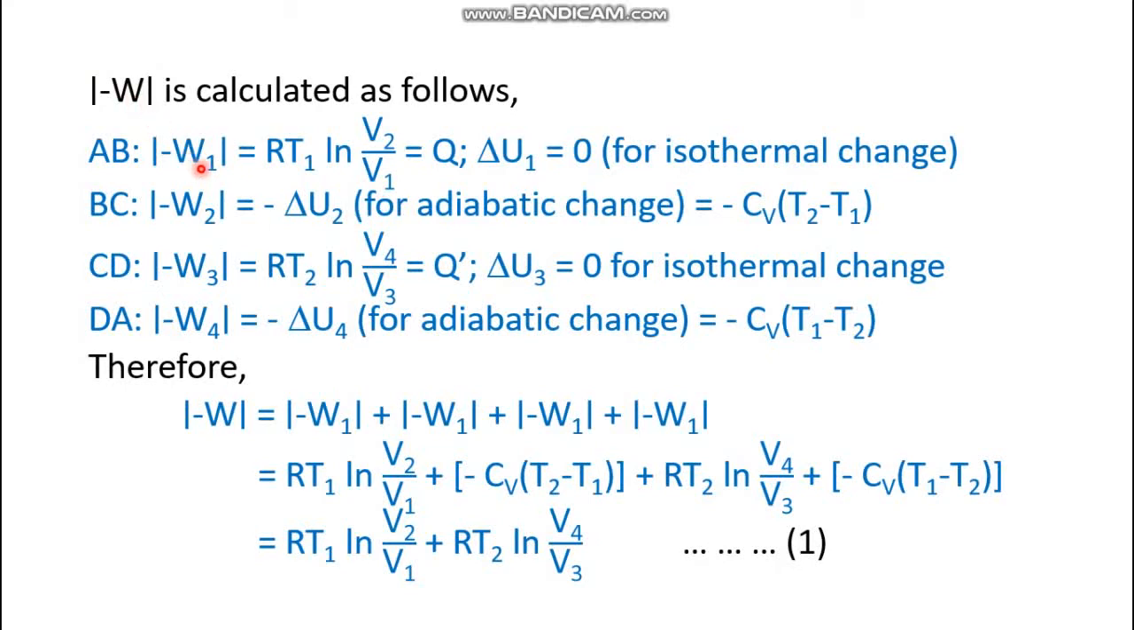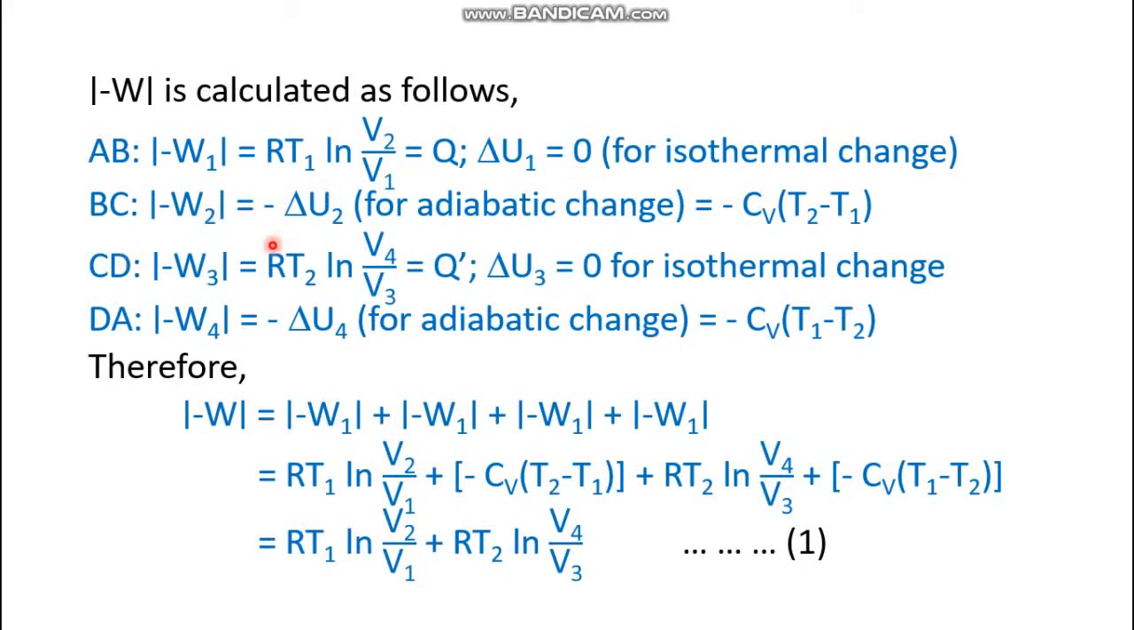So modulus of minus W1 for A to B, which is isothermal reversible expansion, is RT ln V2 by V1. Here the temperature T is T1, the final volume is V2, and the initial volume is V1. So it is RT1 ln V2 by V1, and this is definitely equal to the heat Q absorbed by the system. But since this is isothermal expansion, there should be no change in internal energy. If the internal energy change for step 1 is delta U1, then this value must be 0. Now for step 2, the work done.